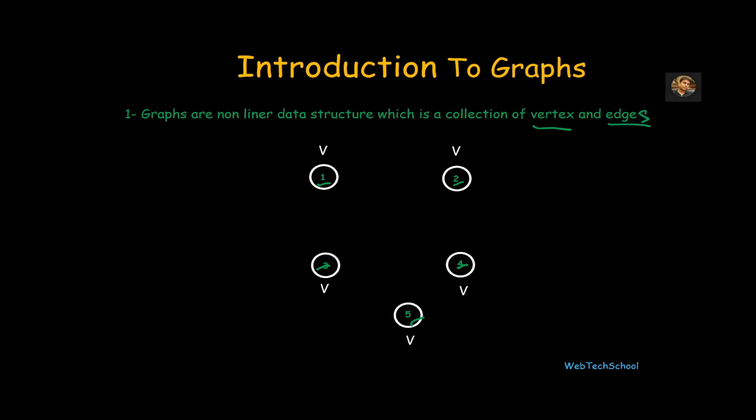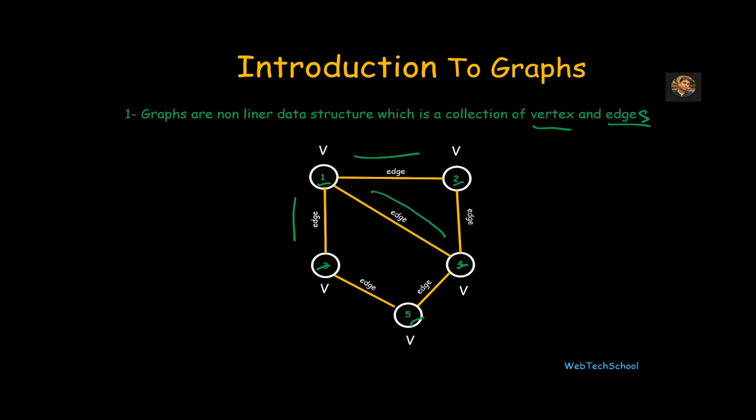Edges are basically the links which connect different vertices. So vertex 1 is connected to vertex 2, vertex 3 and vertex 4 through 3 different edges. Similarly, vertex 2 is connected with vertex 1 and vertex 4. And vertex 3 is connected to vertex 1 and vertex 5. Vertex 4 is connected to vertex 5, 1 and 2.